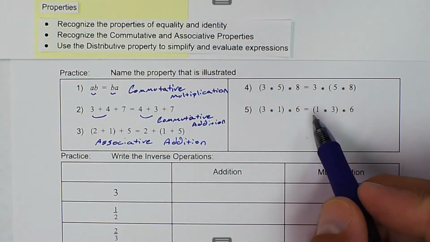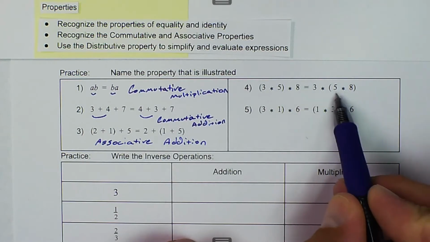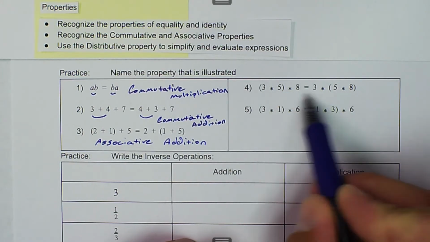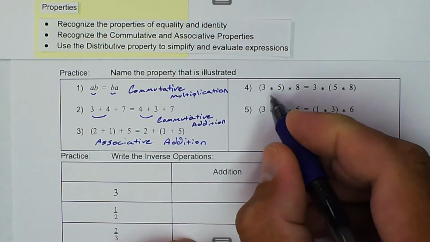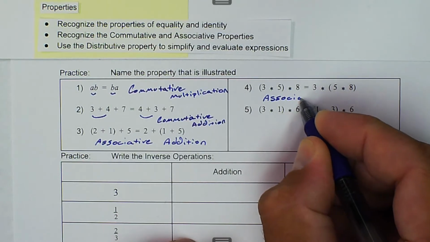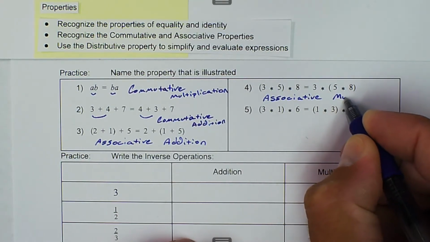If we look over here, we have 3 times 5 times 8. And here we have 5 times 8 times 3. So this one, again, we're changing which one we're multiplying first. So this is the associative property of multiplication.